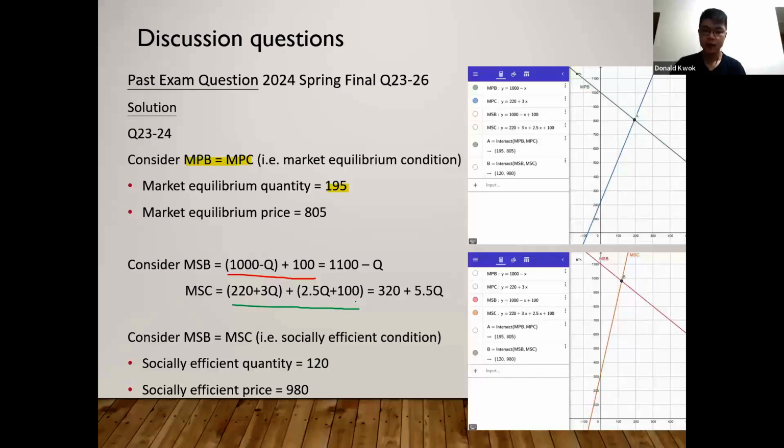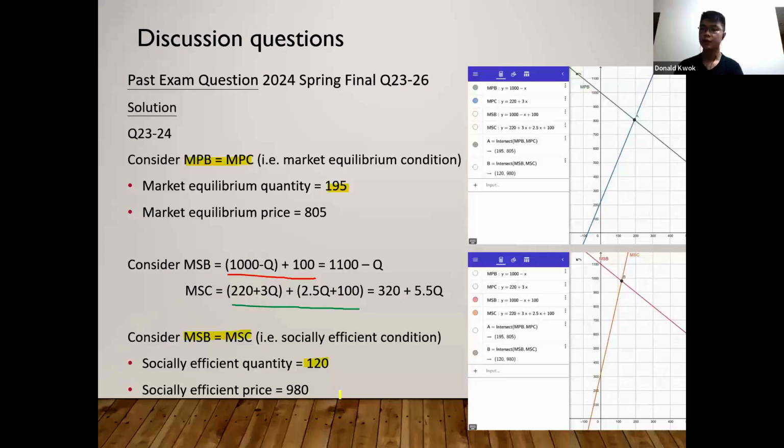Putting these two expressions in GeoGebra and finding the intersection, we have the socially efficient quantity, which is 120. Okay, and as you can see, the market quantity is greater than the socially efficient quantity, which means that there's overproduction in the market.